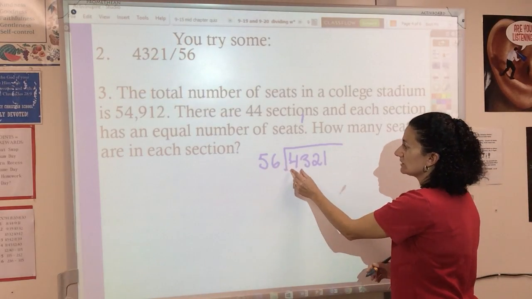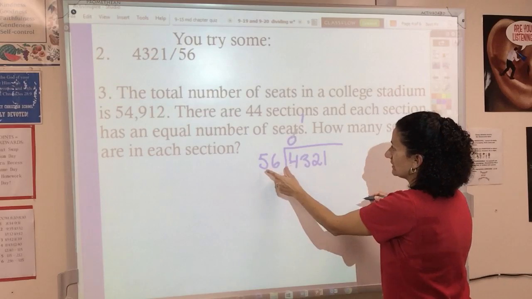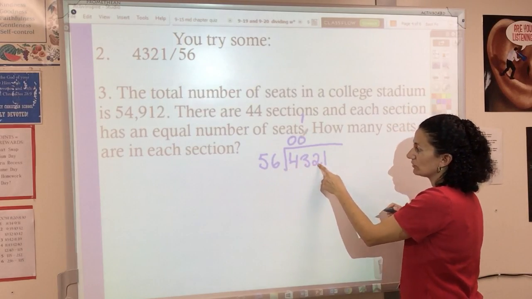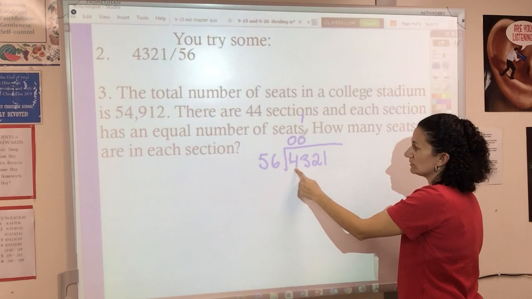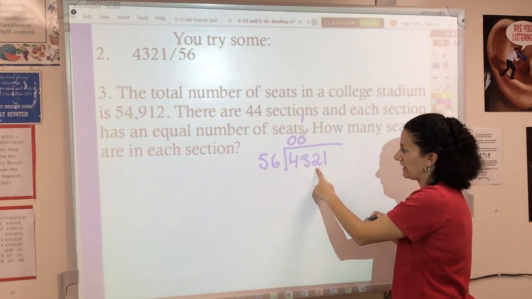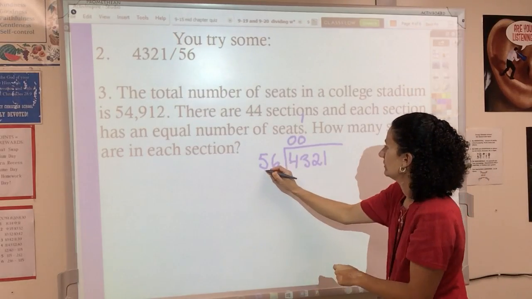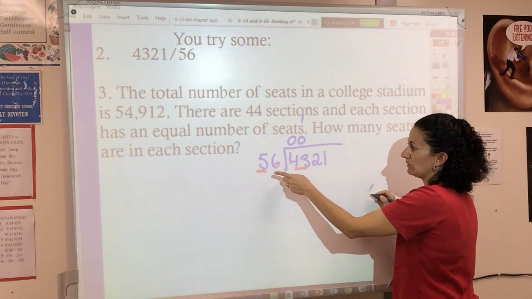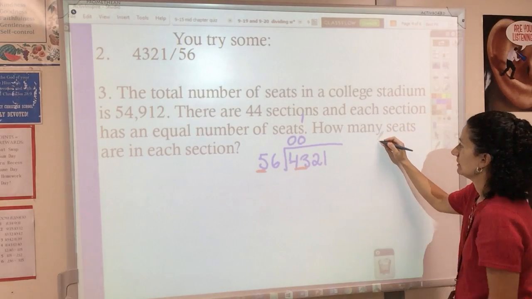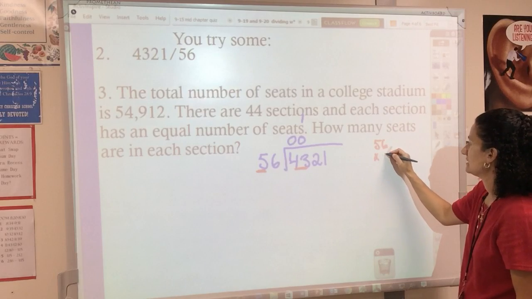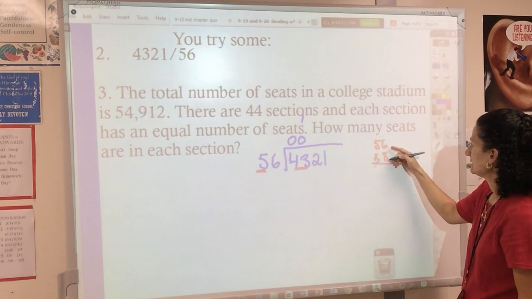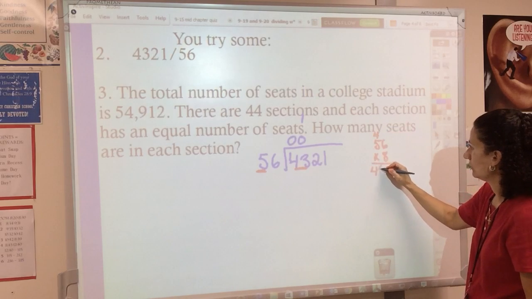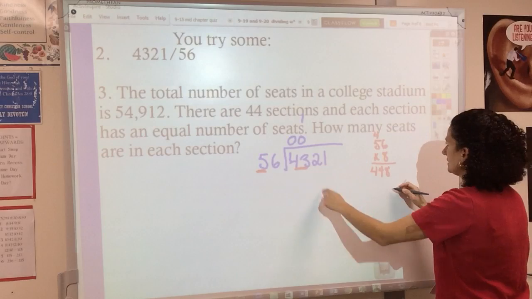Okay, 56 doesn't go into 4. It doesn't go into 43. It does go into 432. So I'm going to use a little fact in the big fact strategy. I see 5. I'm going to see how many times 5 goes into 43. Well, I know 5 times 8 is 40, so I'm going to check 56 times 8. I have a starting point. 6 times 8 is 48. 5 times 8 is 40, and 4 is 44. Okay, too big. Let's try something small.